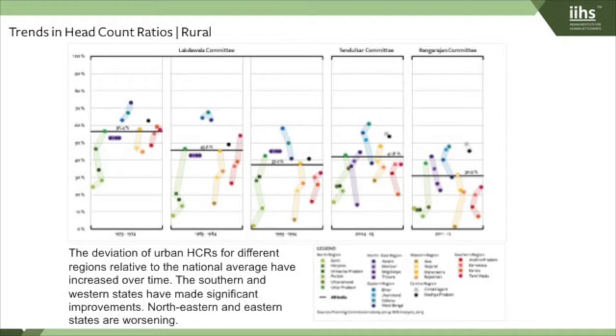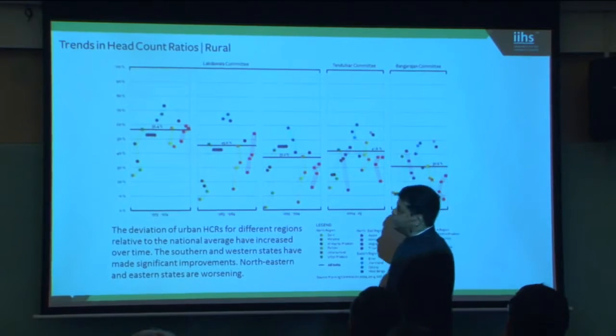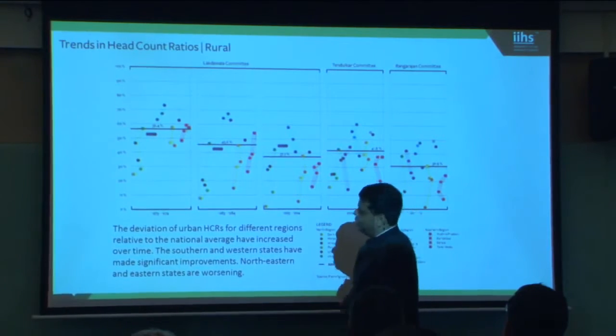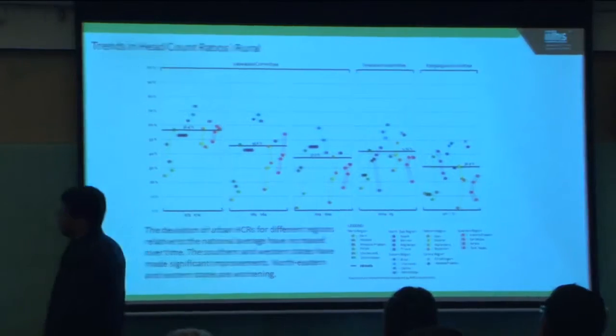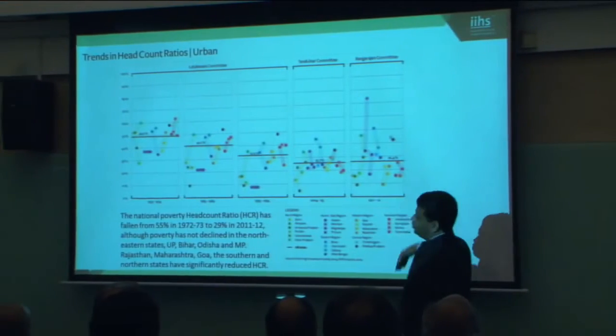There's Tendulkar, and you can see the secular decline, 56% in that period, down to 37%, and then Tendulkar moved it up. Rangarajan corrected it to 30%. But the interesting thing to note is, first, there's decline, obviously, and this is only head count. This is only head count ratios. And the urban, of course, is better than the rural.